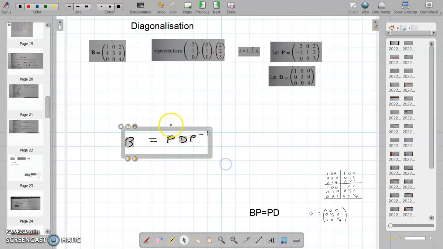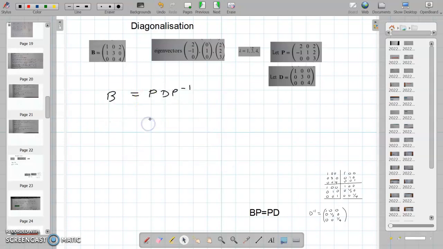Okay, so here's our equation. Now with this, you can use it to find B to the power of whatever we want. B to the 12, B to the 2, or the inverse of B. I'm going to illustrate it with B to the 4. So we want B to the power of 4. Well, B to the power of 4 is PDP to the minus 1, to the power of 4.